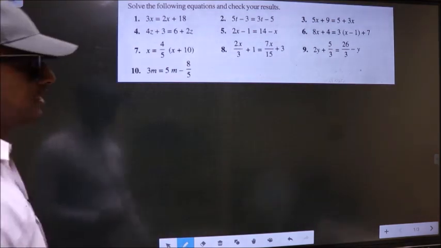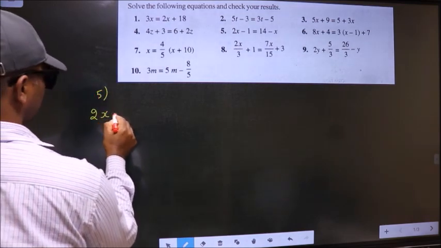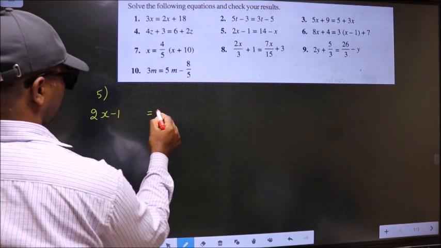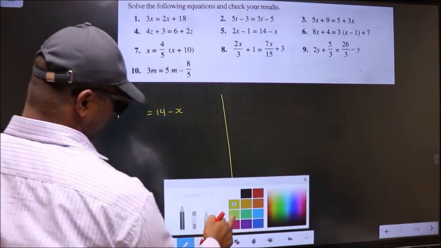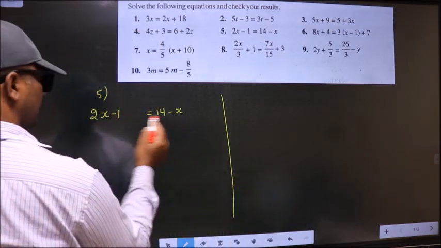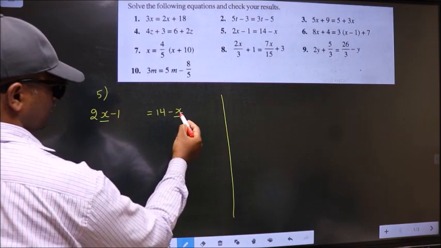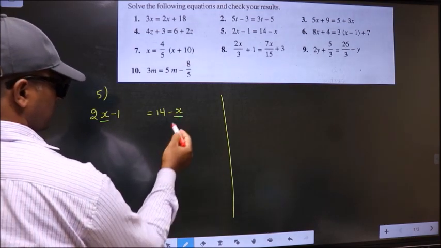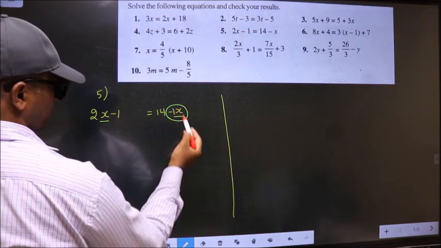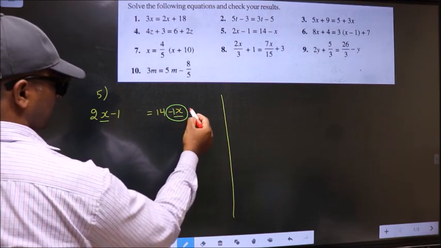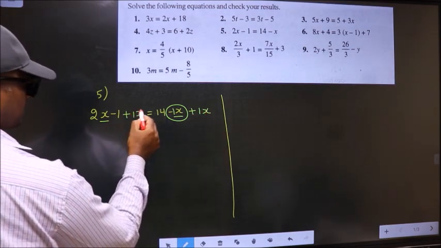Question 5. 2x minus 1 equal to 14 minus x. Now, in this equation, x term is present here and also here. So, step 1, we should remove minus x from here. So, to remove minus 1x from here, you add plus 1x on both sides.